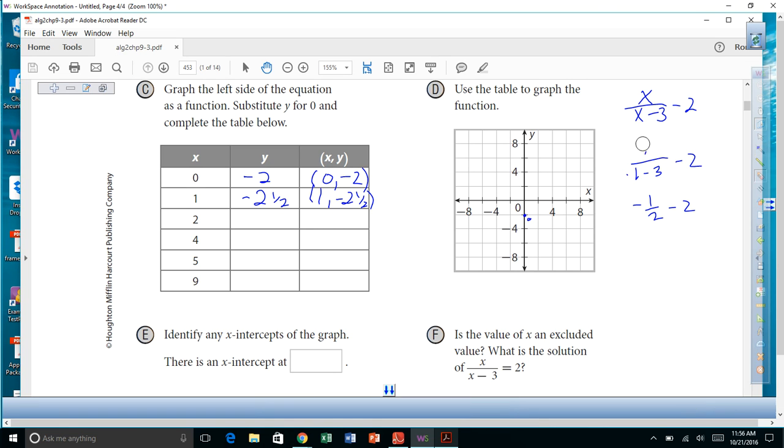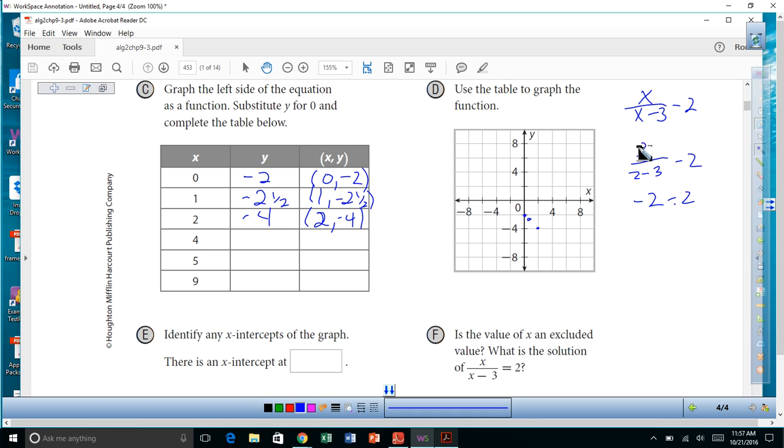And now let's put a 2 in there. Well, 2 divided by 2 minus 3 is 2 divided by negative 1, or negative 2, minus 2. That gives you negative 4. So for an ordered pair we have 2, negative 4, which is right there.